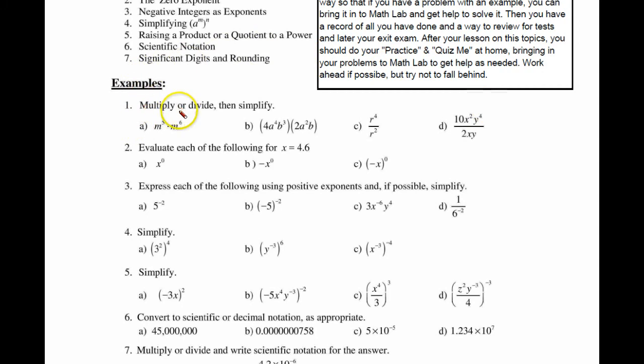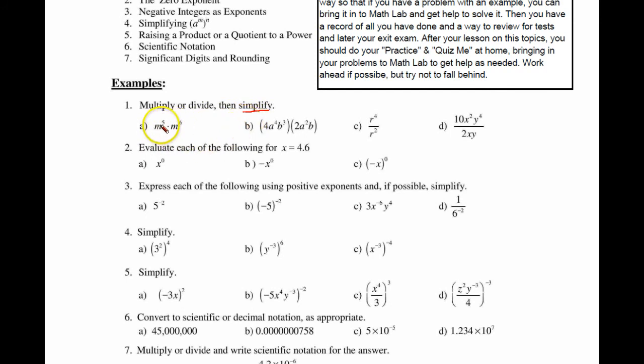So starting with example 1, it says multiply or divide, then simplify. And we have blank pages on your left. This is where if you need more room, you can write things out. This is going to be pretty much a requirement that to be active in this class, you need to take notes, you need to be involved. This is part of the course. And your notes then serve as a reference throughout the course. If you don't complete the course in one semester, generally you would get an incomplete and then work on your own using your notes and Math Lab to complete it and then take your exit exam.